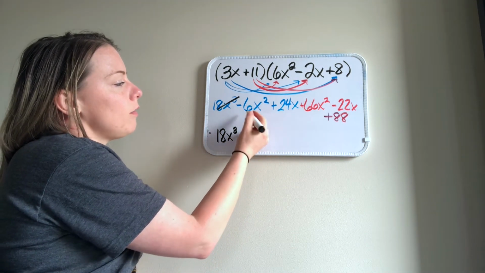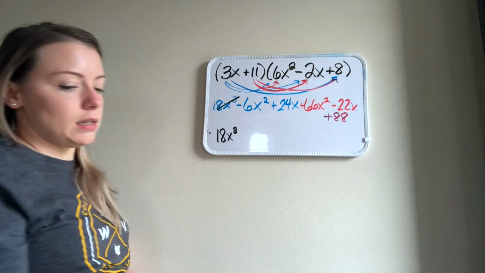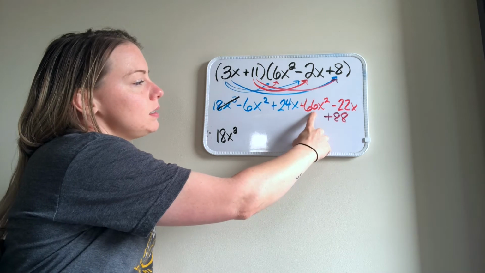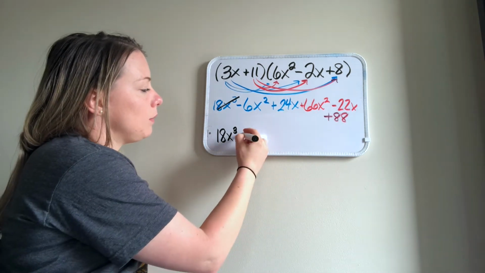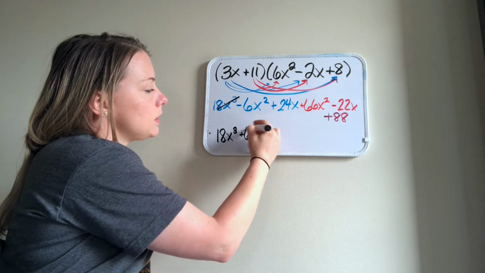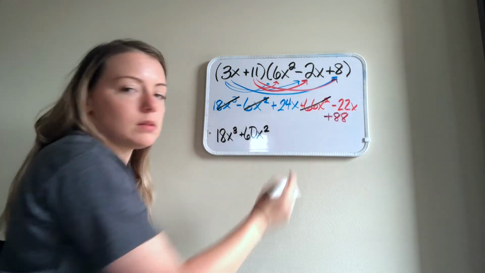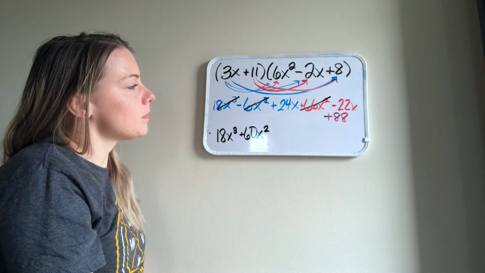All right, now my next term is x squared, so we're going to look to see what other x squareds we have. So I have negative 6, and then I have positive 66. So when I combine these, I would have 60x squared. Cross these guys out so I don't reuse them.